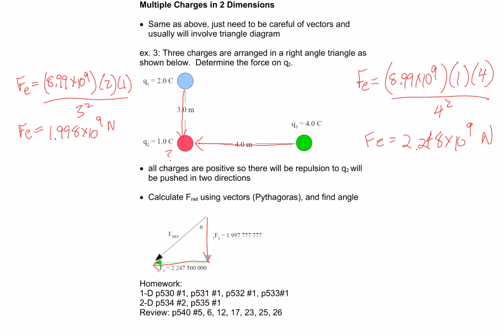So if we use the Pythagorean theorem, we try to figure out what our net force is. We end up getting 3.0 times 10 to the 9. Just 1.998 squared plus 2.248 squared, square root your answer. And then we also need to calculate our angle, just like we normally do for questions. We want to go tan inverse of 2.247 divided by 1.997, and we get an answer of 48 degrees. So in this case, we would say 48 degrees west of south. And that's our final answer.